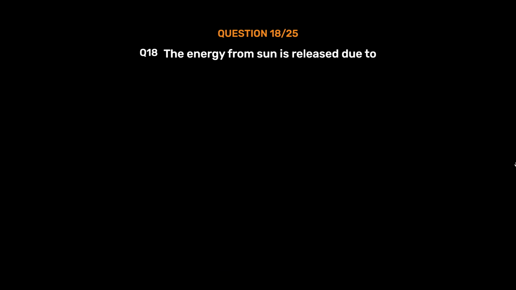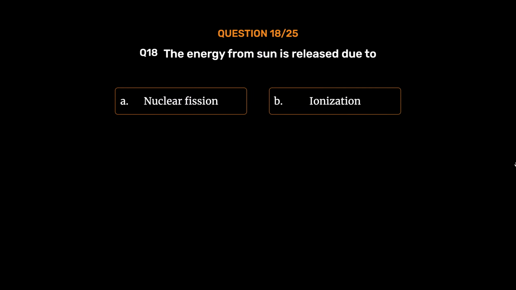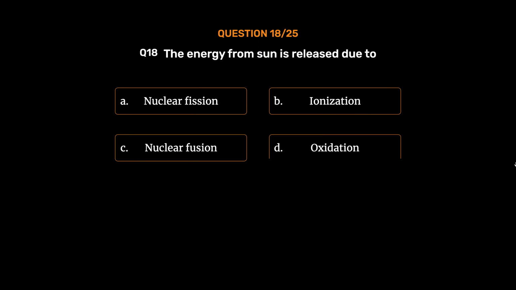Question number 18. The energy from Sun is released due to option A. Nuclear fission. Option B. Ionization. Option C. Nuclear fusion. Option D. Oxidation. The correct answer is option C.